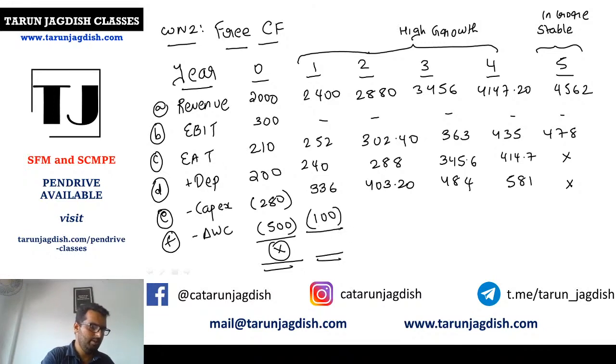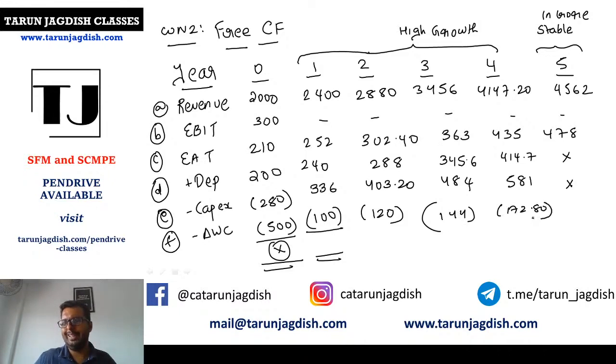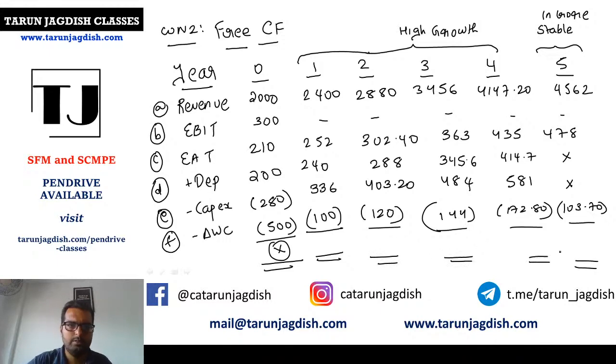The additional, okay? 2880 minus 2400 into 0.25. 120 over here. 144 over here. 172.8. And the last one will be 41, sorry, 103.7. Alright, from this you can find out the free cash flow on your own. Can you please do this on your own now?